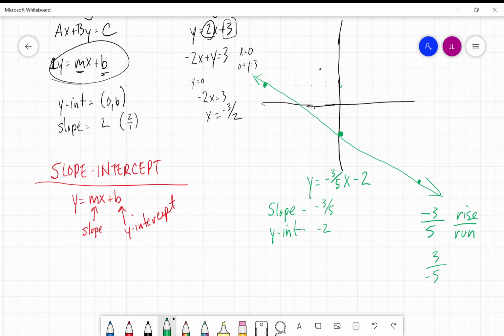So basically, if we're looking at a line in slope-intercept form, it's very easy for us to graph. We can graph a y-intercept and then move according to the slope from that point. So hopefully this helps out with a little bit of slope-intercept that we have here.